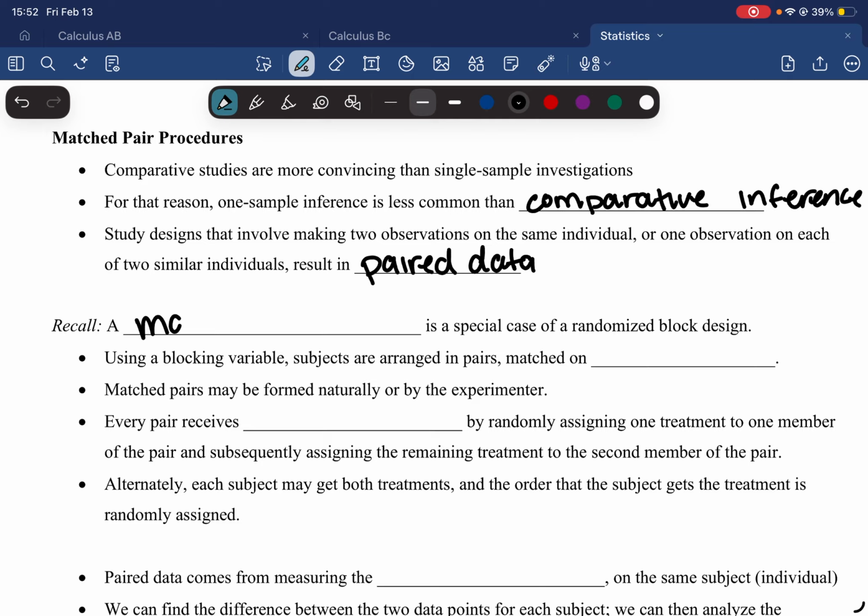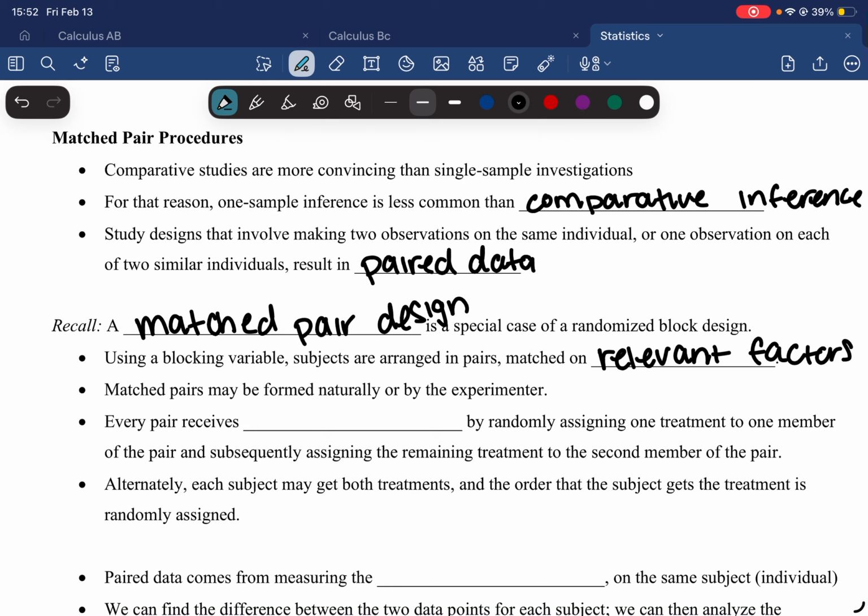Recall that a matched pair design is a special case of a randomized block design. Using a blocked variable, subjects are arranged in pairs matched on relevant factors. Matched pairs may be formed naturally or by the experimenter. Every pair receives both treatments.